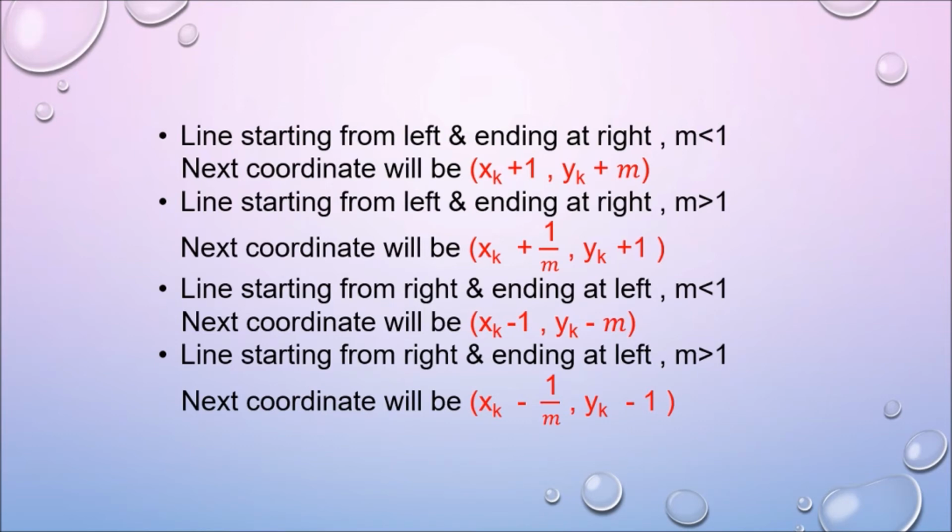Line starting from left and ending at right when slope is more than 1, then the next coordinate will be xk plus 1 divided by m, yk plus 1. Line starting from right and ending at left when slope is less than 1, then next coordinate will be xk minus 1 and yk minus m. And the last case, when line starting from right and ending at left when slope is more than 1, the next coordinate will be xk minus 1 divided by m and yk minus 1. I hope you understood it fully.